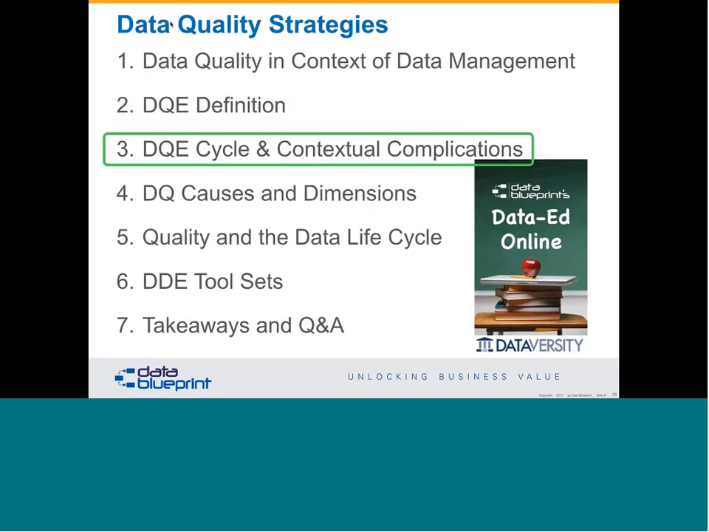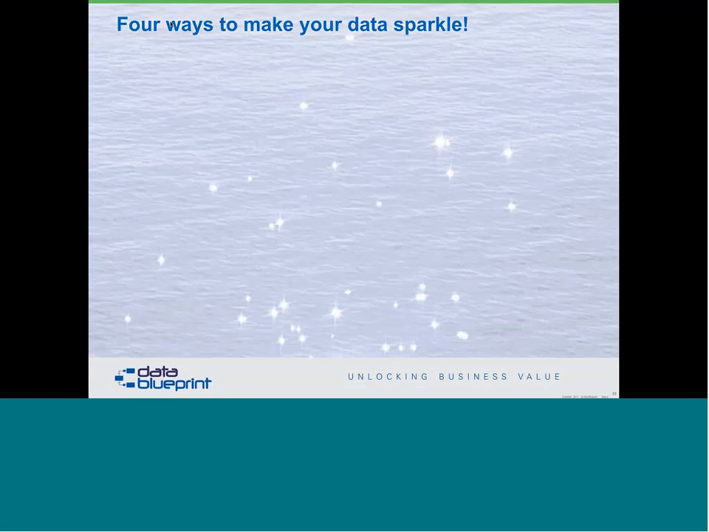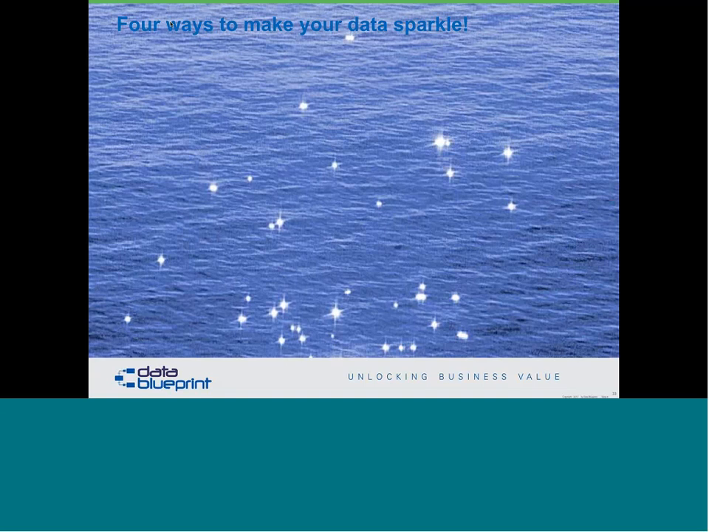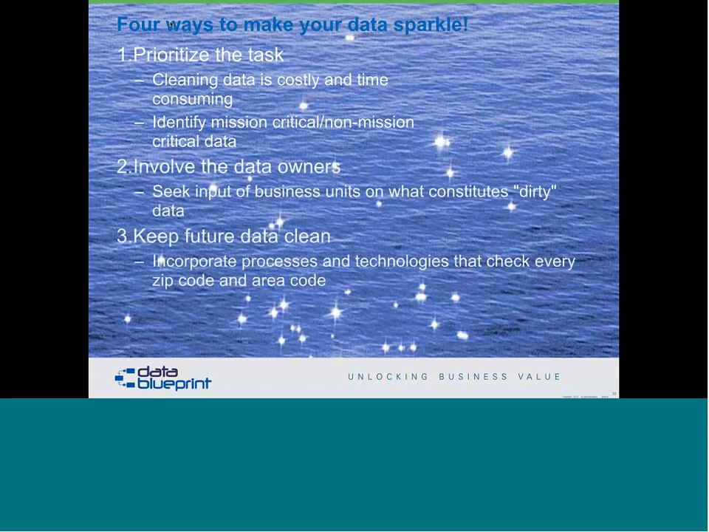Let's look specifically now at the life cycle around this. And again, those of you that have heard me before know I have some grumbles. Here's one of my pet grumbles. You'll see this wonderful article out there in a website or a pretty good publication that says 4 ways to make your data sparkle. 1, prioritize the task. 2, involve the data owners. 3, keep future data clean. And 4, align your staff with business. Well, I'm sorry, this is just not really very helpful here, and we really do need to get a little bit more specific about it.